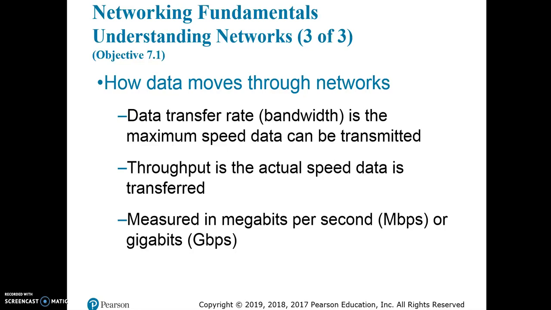And throughput, so let's remember the difference. Throughput is the actual speed at which data is transferred. Bandwidth is the maximum speed at which your data can be transmitted. Okay, and as you've been hearing me say, this stuff is measured in megabits per second. So you'll see it big M, small b, small p, small s, or gigabits, which is, of course, a lot faster. Big G, small b, small p, small s. Okay, so we're not talking about megabytes or gigabytes. We're talking about megabits and gigabits. And you'll see gigabits when you're using fiber.